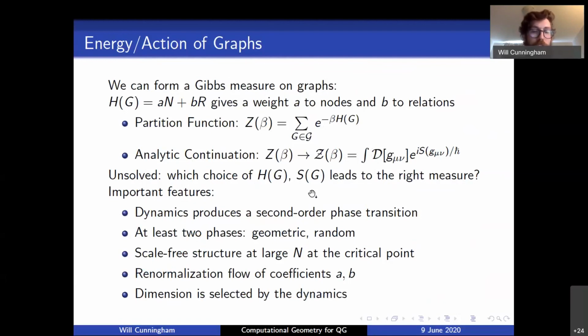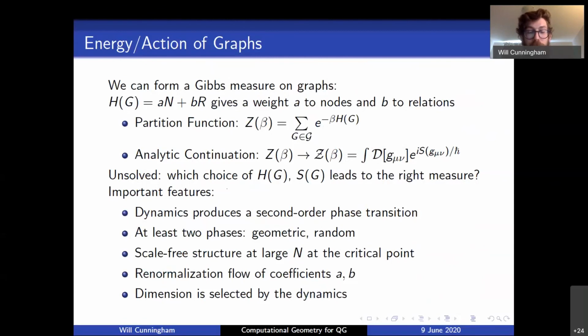The key unsolved thing here is which choice of Hamiltonian or action is going to lead to the right measure. Some important features that we're looking for when we construct something like this is that the dynamics produces a second order phase transition with at least 2 phases. One should be geometric, one should be random. So this roughly corresponds to low temperature and high temperature. We are also looking for scale-free structure at large n at the critical point. And so this is where we expect our large manifold-like structures to emerge. We also expect there to be some renormalization flow for the coefficients. And this is an interesting unsolved problem.